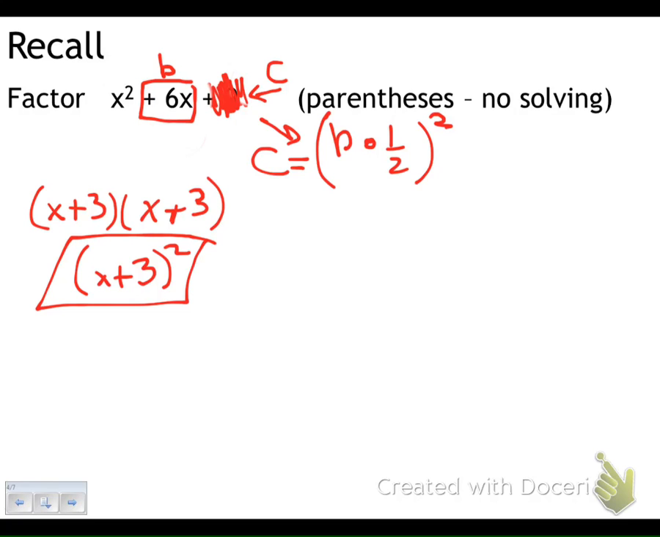Every single time. Now, the b value can change. It can be an odd number, it can be an even number, it can be a fraction. But this is the process to find c every single time. b times a half, and quantity squared. So we have to multiply by a half first, then we square second, because parentheses first, right? So now that you got this written down, let's actually try this. All right, let's go do some problems.